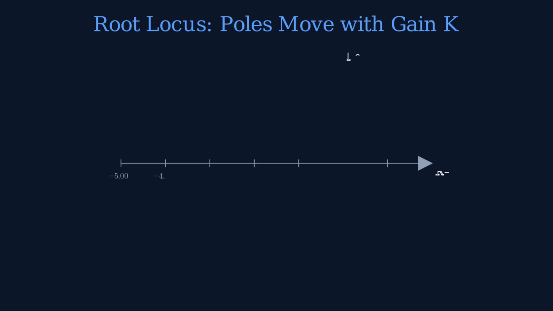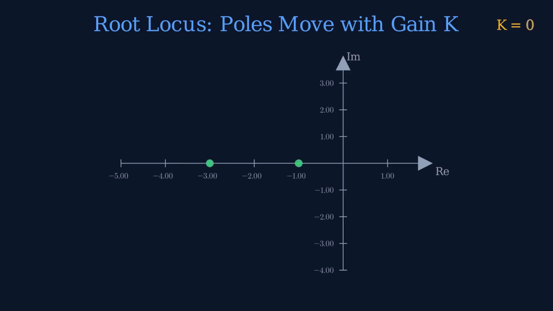So far, we have analyzed stability for a fixed system. But in practice, we design controllers with adjustable gain k. As k changes, the closed-loop poles move in the S-plane. The root locus is the plot of all possible closed-loop pole locations as k varies from 0 to infinity. It is one of the most powerful tools in classical control design.